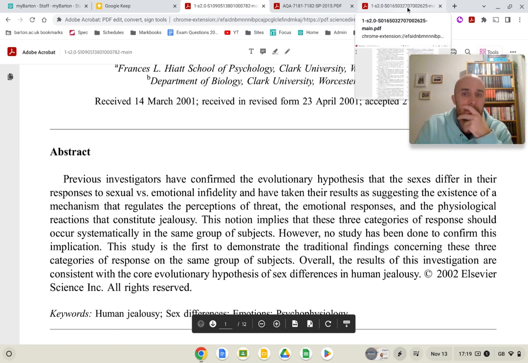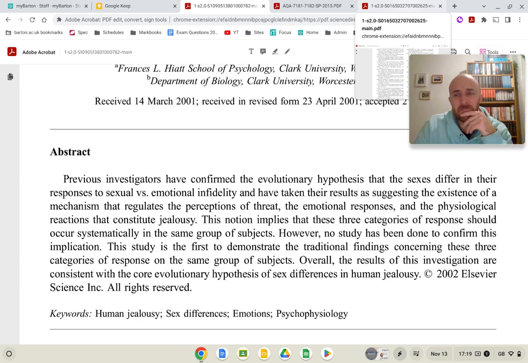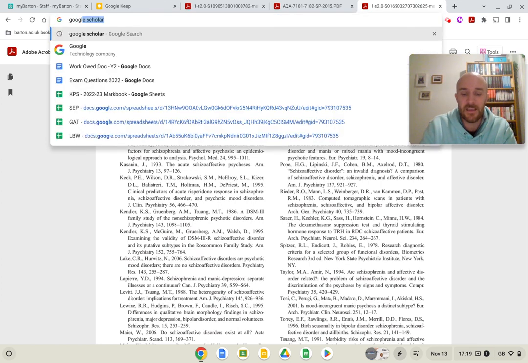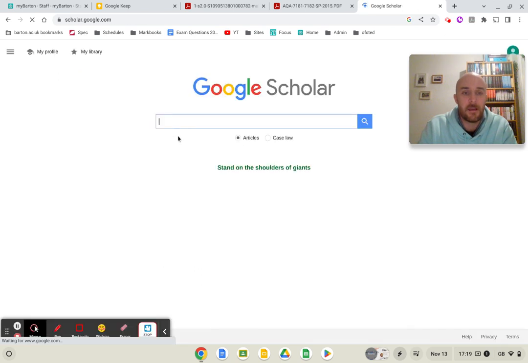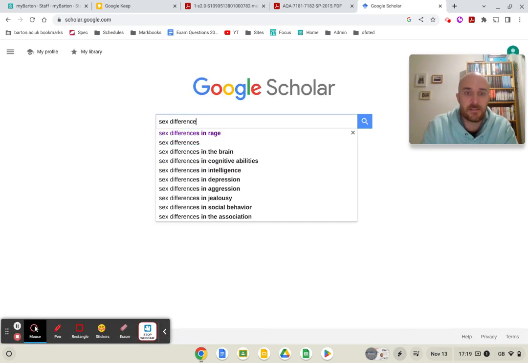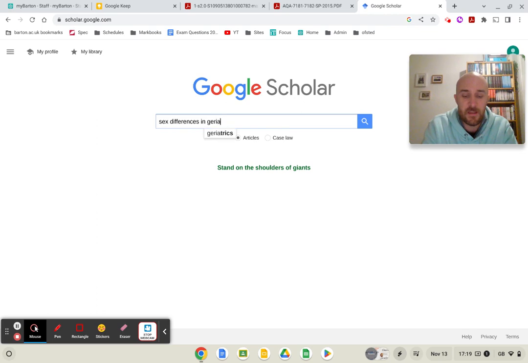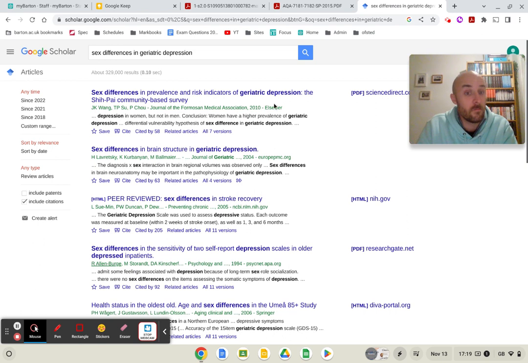Let's think of something completely random. Depression in elderly people. Sex differences in old people depression. So if I were to say I'm doing that piece of research, and I want to do my own research here, I type in sex differences in geriatric depression. There we go.